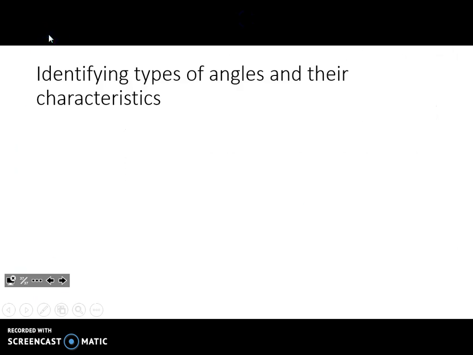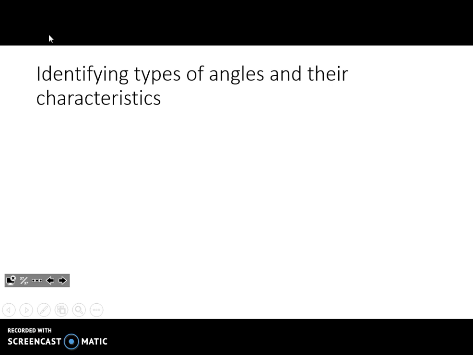All right, you will need to have out a piece of notebook paper, and you will need to go ahead and get your notes titled and dated like normal. So we are going to be talking about identifying types of angles and their characteristics. Some of this should be a review for you, but some of it might be brand new information. So hopefully you recall some of this vocabulary.